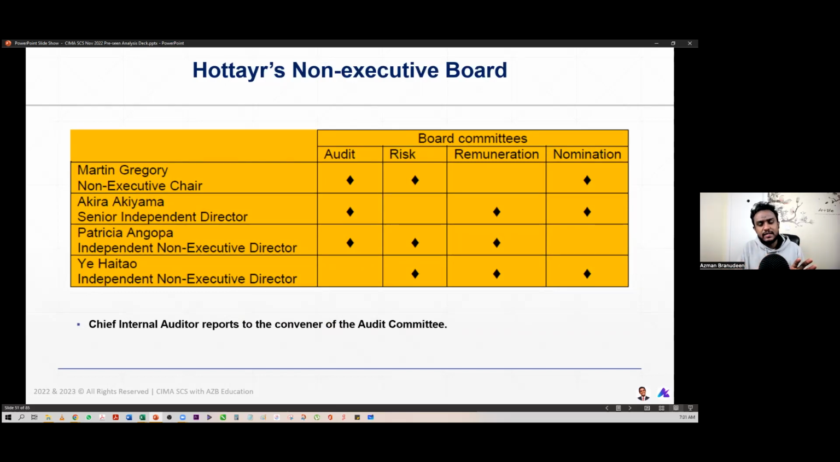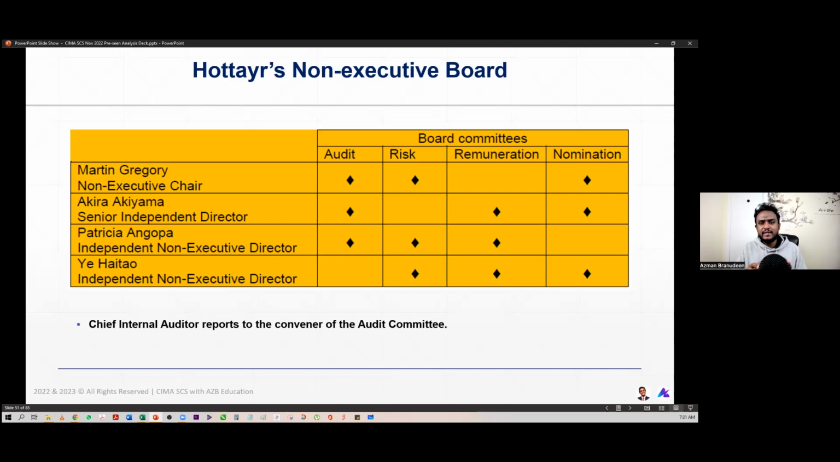We have 4 members here, not 5, as opposed to the executive team. And the other thing is, sure, we have all the independent committees: audit, risk, remuneration, and nomination. All of these are highly recommended by the Corporate Governance Code of the UK.